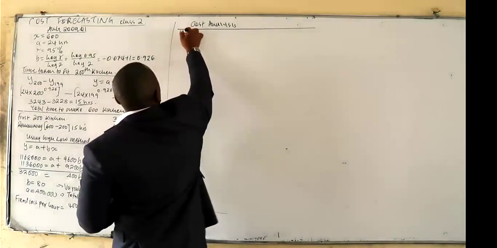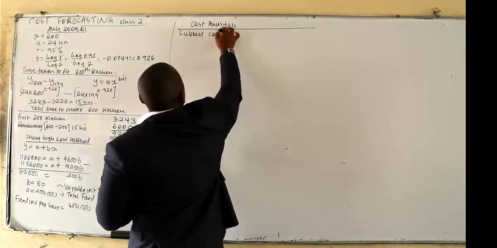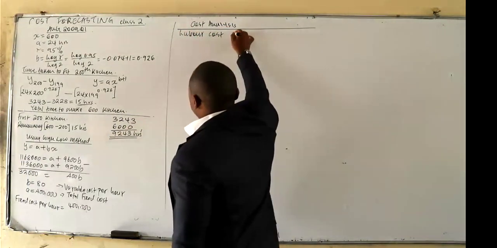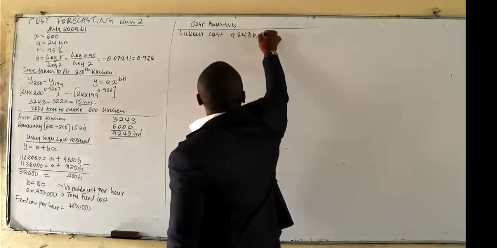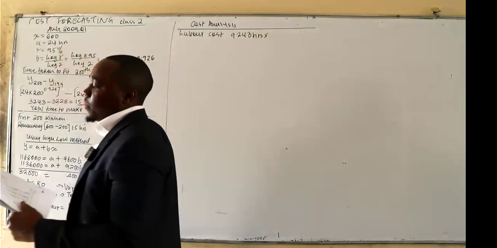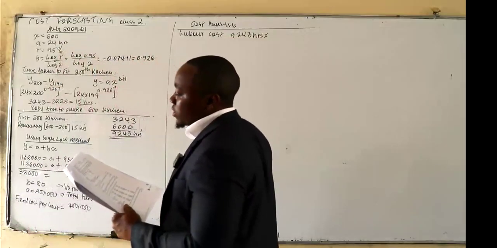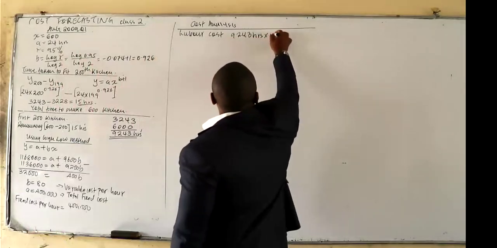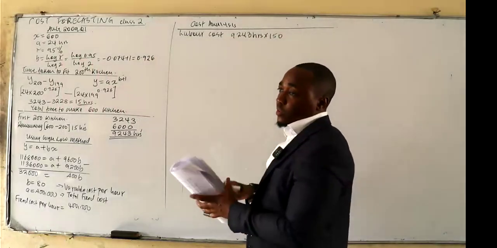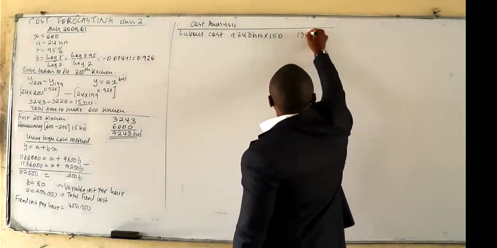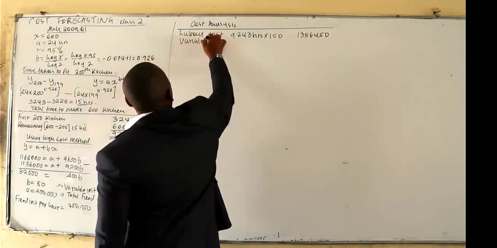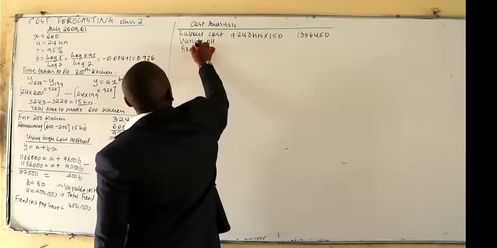So we start with the labor cost. These are the total number of hours we need, 9243 hours. Then how much is the cost per hour? Just read the second paragraph. The last sentence, labor cost 150 per hour. So you multiply by 150. How much is that? The labor cost per hour was 150 shillings. 1,386,450. Then we have variable overhead as well as the fixed overhead.